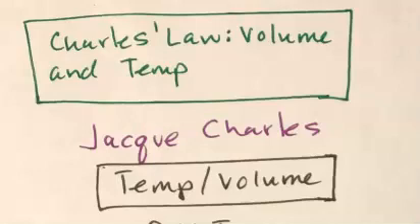We're going to look at Charles's law, which is a relationship between the temperature and the volume of a gas. And we talked about another gas law previously called Boyle's law. Boyle's law is a relationship between the pressure and the volume. But Charles's law was described by somebody named Jacques Charles. And actually, Charles is his last name. And there's a relationship between the temperature and the volume of a gas.